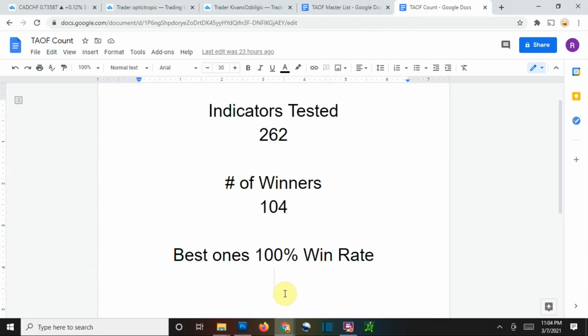So, to date, we have tested 262 indicators, and out of those 262 indicators, 104 of them have been winners, which means that they have met or exceeded the 60% win-loss ratio threshold that we have set for them. The best ones so far were able to achieve a 100% win rate.